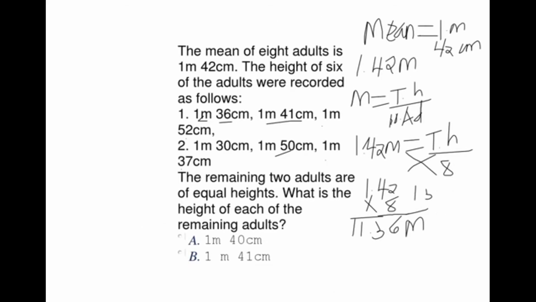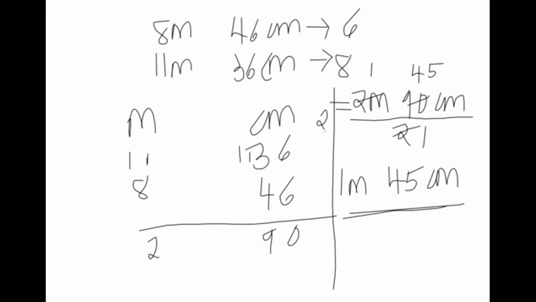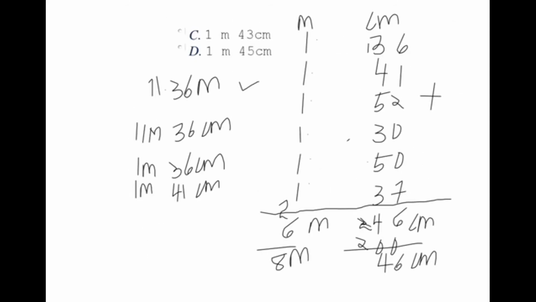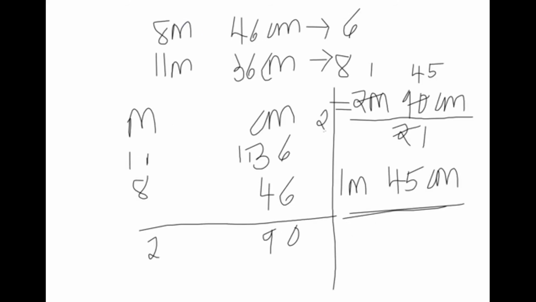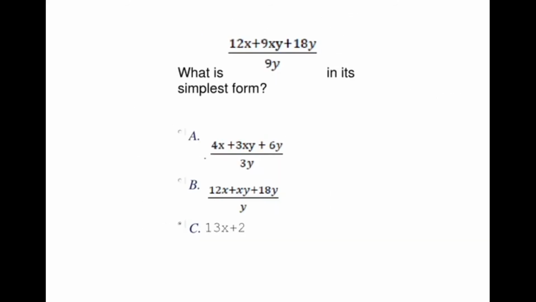What is the height of each of the remaining individuals? So we have 1 meter, 45 centimeters.